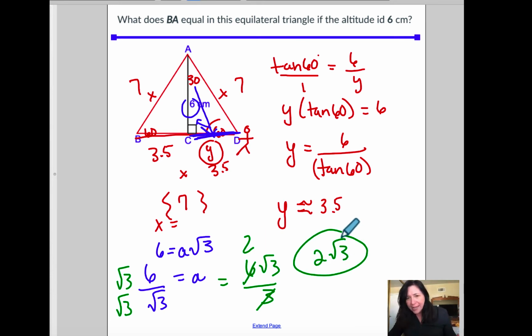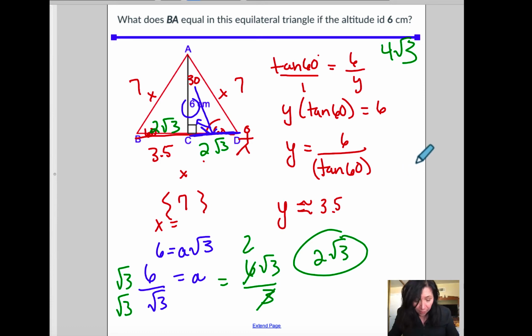And so that's what I get for a, and a being across from the 30 degrees. So think about this being 2 root 3, and if this is also 2 root 3, that's 4 root 3 altogether. So if you were to type in 4 root 3 into your calculator, so 4 times the square root of 3, you're going to get about 6.928. And so that's going to give you that same value. 6.928, so 6.93 is approximately 7. So that's what they're looking at.